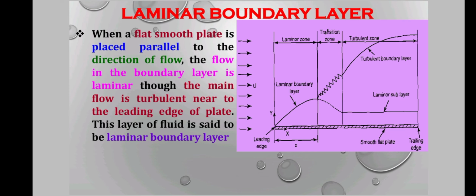So the final thing is when a flat smooth plate is placed parallel to the direction of the flow, the boundary layer is laminar. The main flow is turbulent, but near the leading edge of the plate this layer of the fluid is said to be the laminar boundary layer.